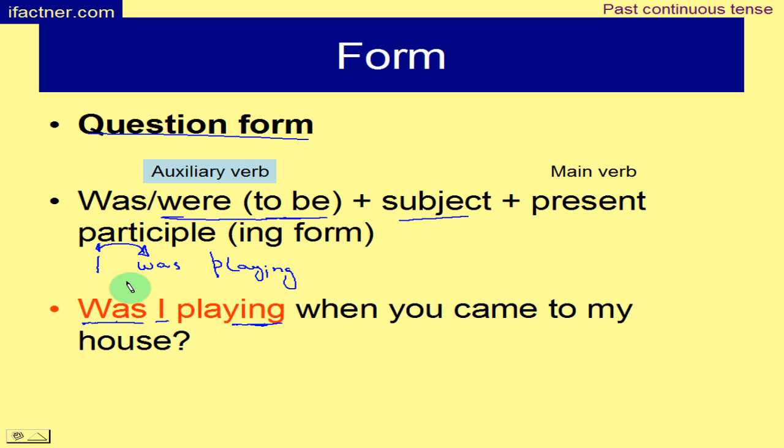We have got was or were, then the subject, and then the ing form of the main verb. And remember that we add the question mark at the end of the sentence, just like in all the other languages. So our example is, was I playing when you came to my house?